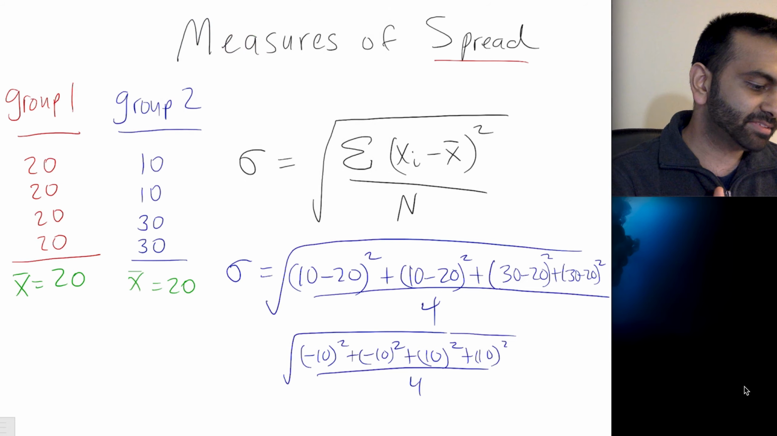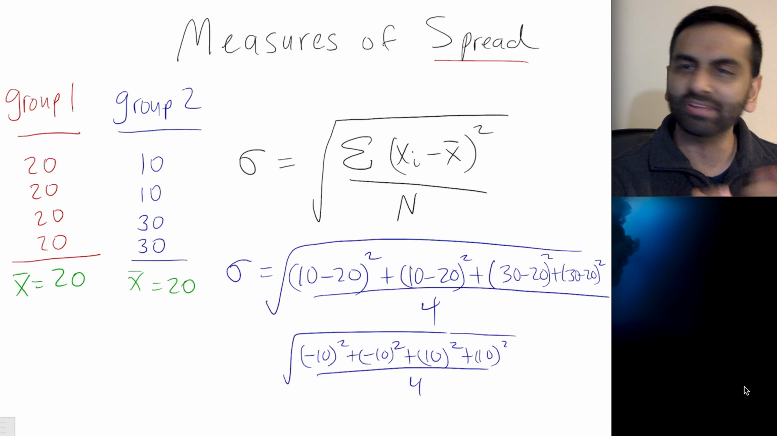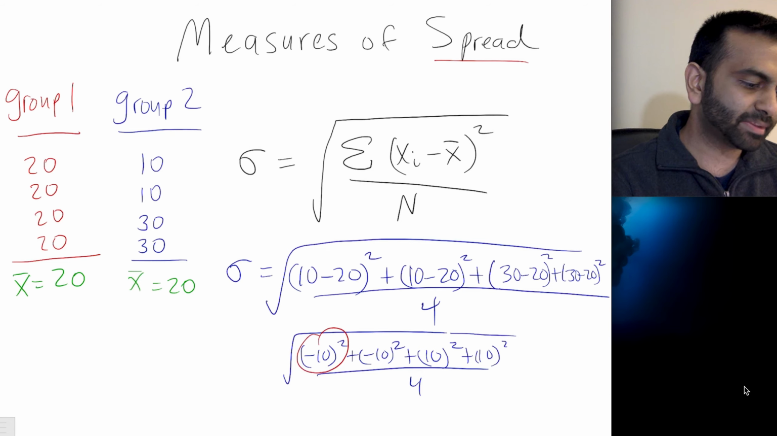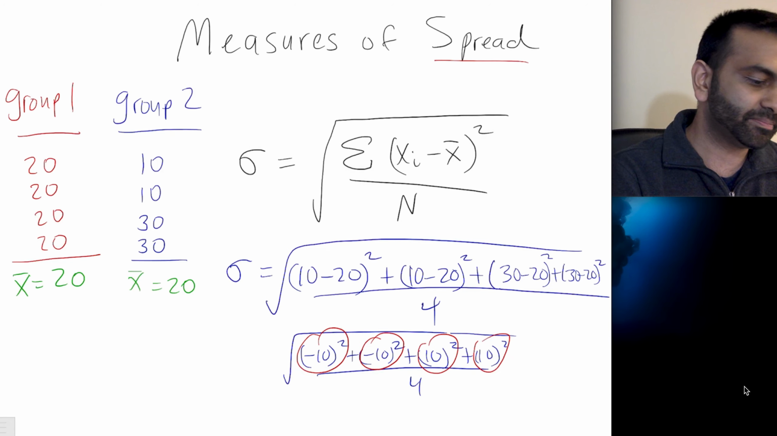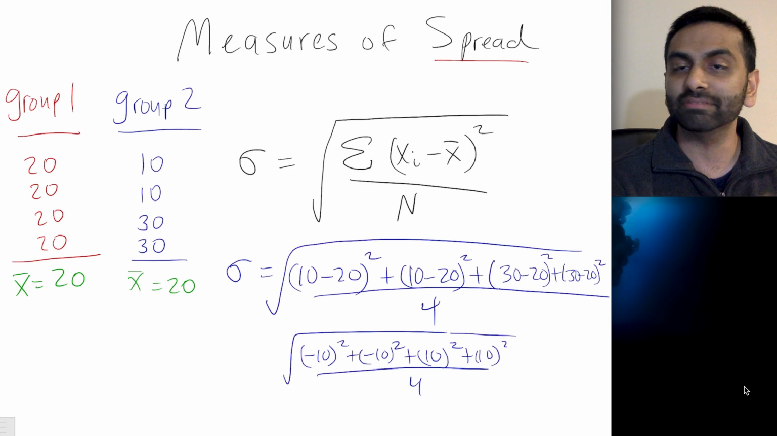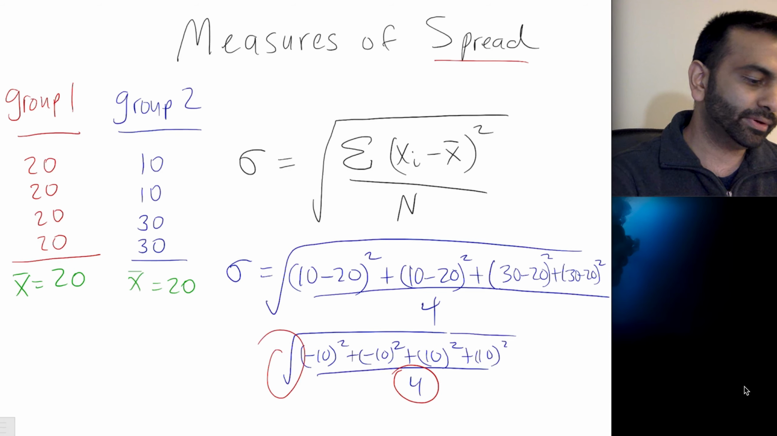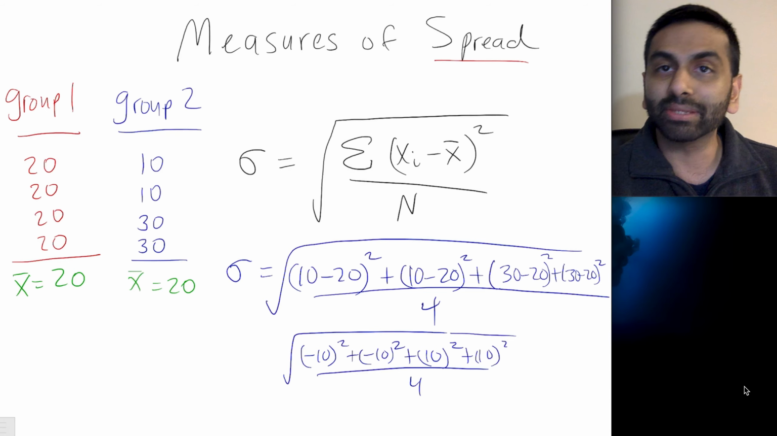So that's why this negative 10 squared, it's still 100, because negative 10 times negative 10 is 100. This is basically 100 plus 100 plus 100 plus 100. So this is just 400. And then you divide it by 4, and then you take the square root, and then you get what that is, right?